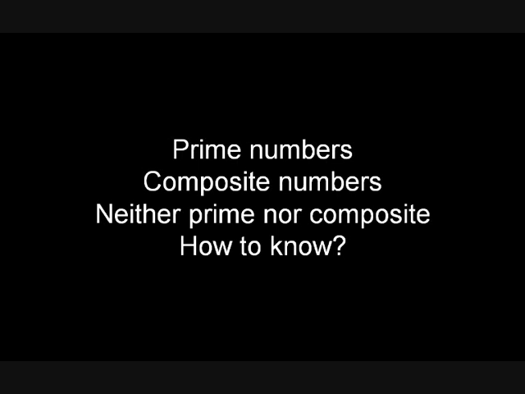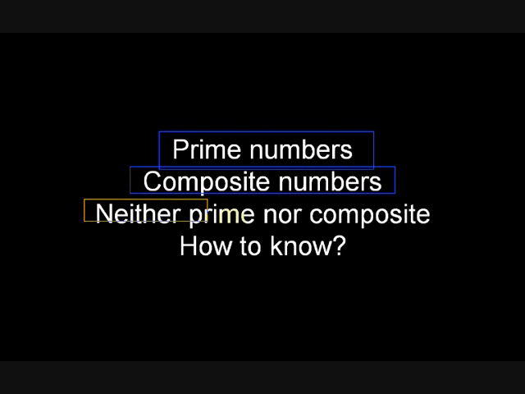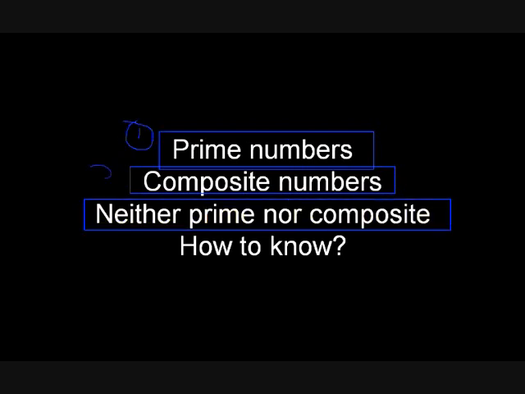Let's talk about prime numbers, composite numbers, and the numbers that are neither prime nor composite. There are three types of number. One, prime numbers. Second, composite numbers. Third, numbers that are neither prime nor composite. How do we know which whole numbers are of this kind? Let us see.